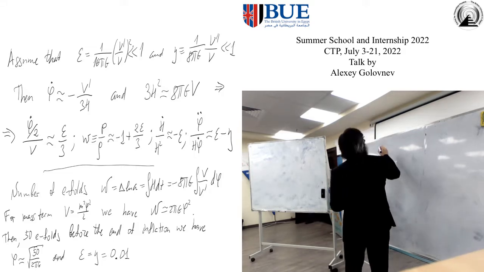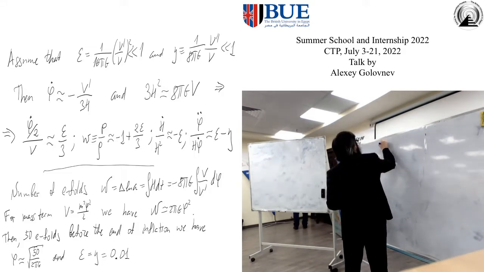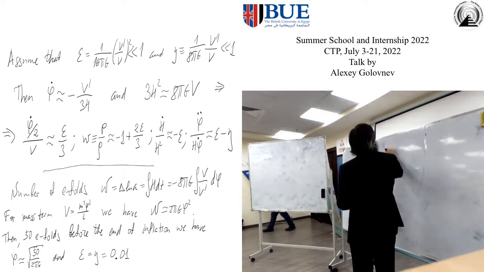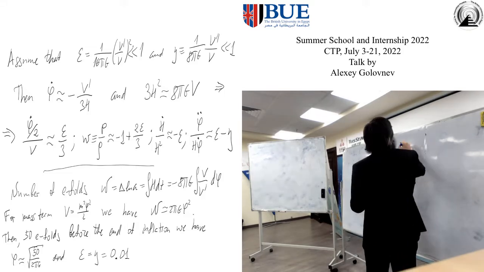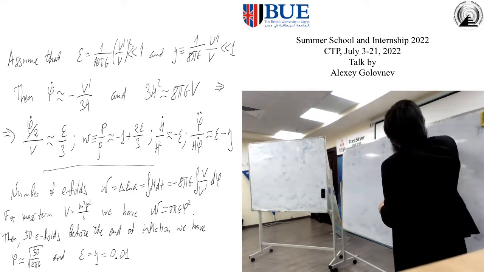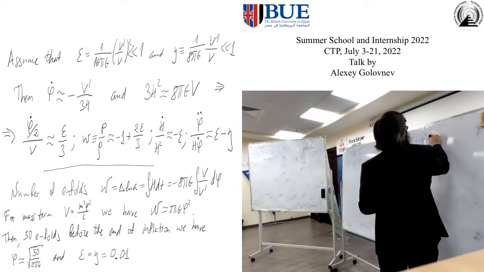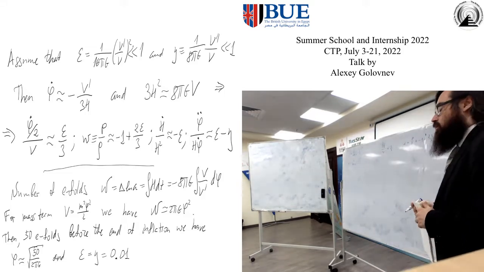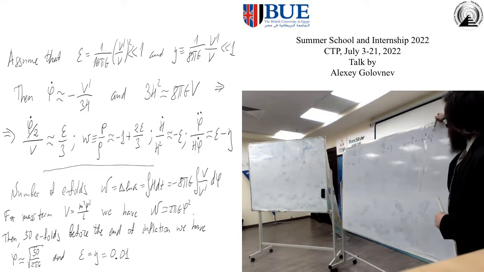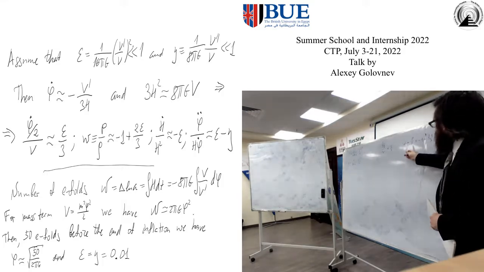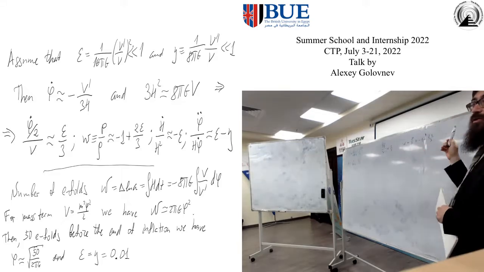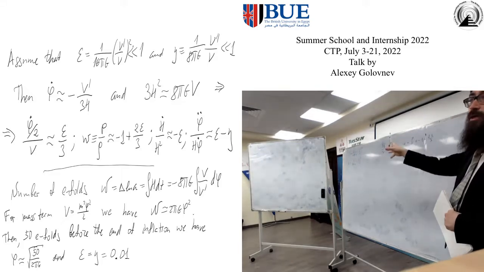Last time I showed a bit how you can calculate things. You can check that indeed the kinetic energy to potential energy ratio is approximately 1/3 epsilon. You can also find out then that the equation of state, which is the pressure over energy density, is approximately -1 plus 2/3 epsilon. So if you have a very small epsilon, you have slow roll, your equation of state is very close to -1, which is basically a cosmological constant, and you have almost a de Sitter solution.